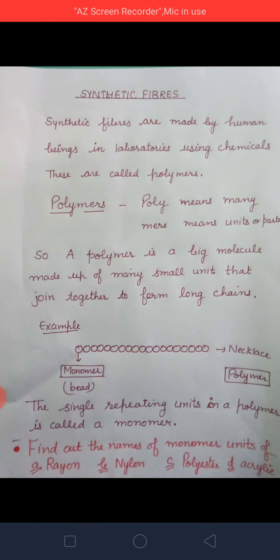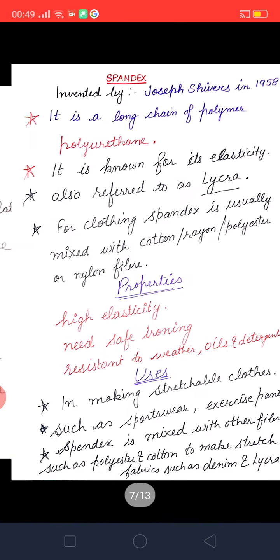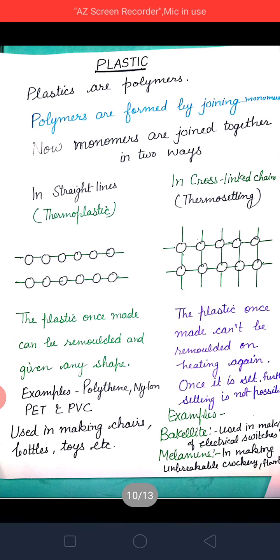As I have already given you the example of a necklace. A necklace is made up of many small units that are beads. So the bead here represents the monomer and the necklace represents the polymer. In the same way, beta, we have studied about polymers, and today again we are studying that plastics are polymers. Polymers are formed by joining monomers, and now the question is how these monomers are joined together in forming plastic.